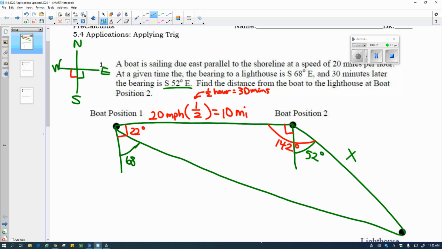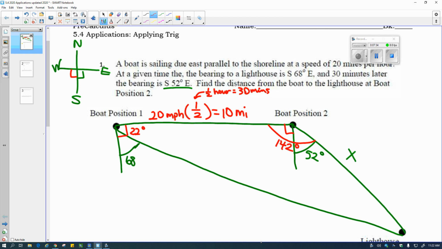Half hour is 30 minutes. It's measured in miles per hour, so I have to put that in terms of hours. So I traveled 10 miles. All right, so I am in pretty good shape now. I just have to decide which one, law of sines or law of cosines. It's not a right triangle, so I can't use SOHCAHTOA and I can't use the Pythagorean theorem. Which one do I have the information to solve, or can I easily get the information to solve?